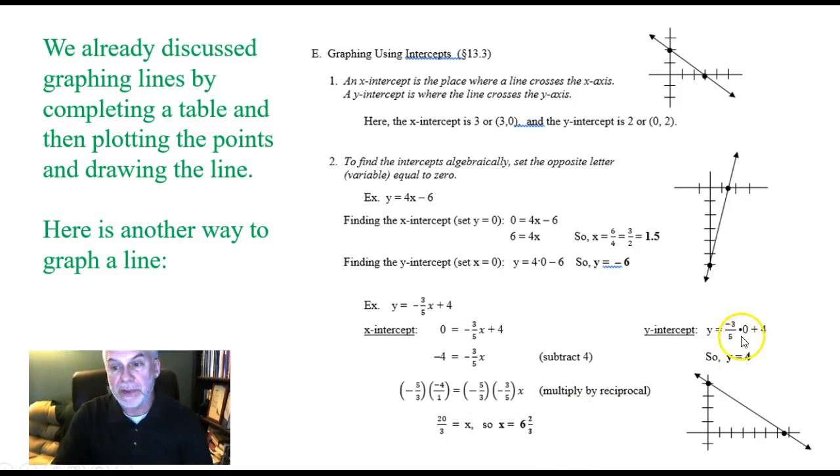The y-intercept is, well, you plug in 0 for x. Negative 3/5 times 0 is just 0, plus 4 is 4. So y equals 4 is your y-intercept. So I plotted the y-intercept here at 4, and the x-intercept at 6 2/3. If you move over 6 and then another 2/3 of the way going towards 7, that's where 6 2/3 would be located. And so then you can draw the line passing through those two intercepts, and you have the equation graphed.